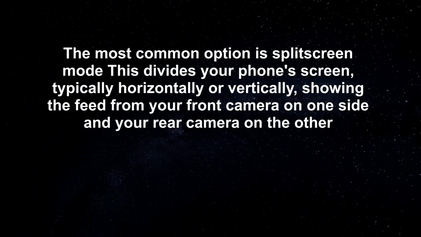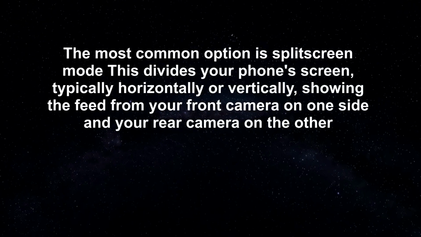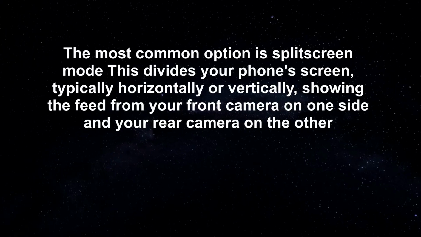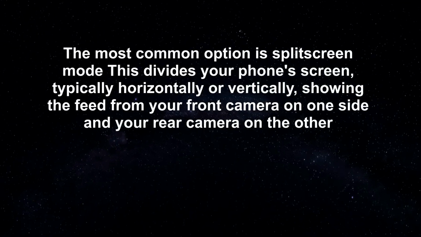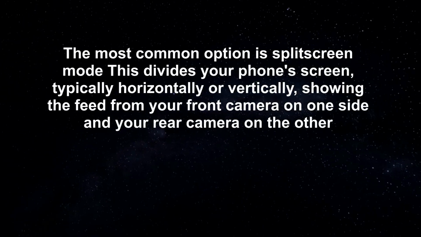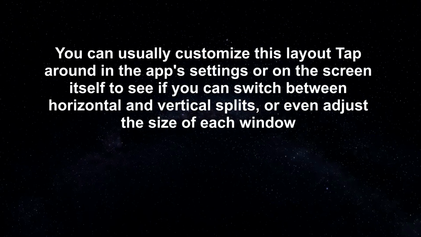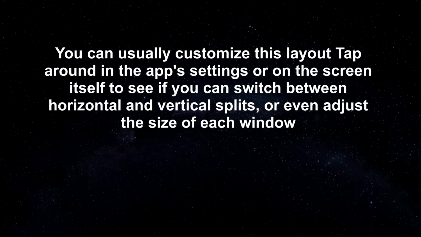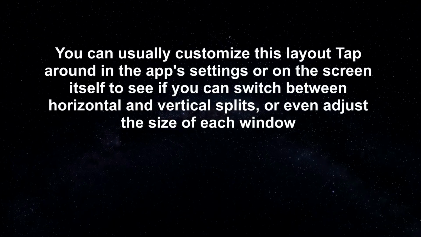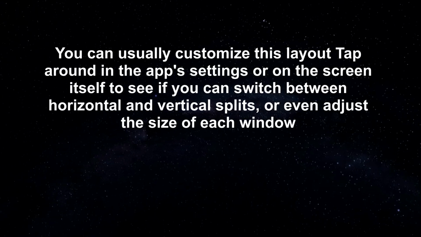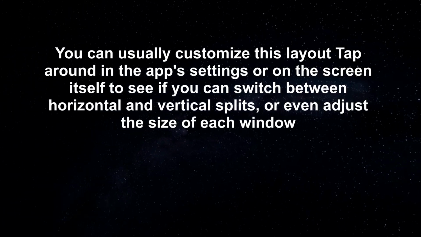The most common option is split screen mode. This divides your phone's screen, typically horizontally or vertically, showing the feed from your front camera on one side and your rear camera on the other. You can usually customize this layout. Tap around in the app settings or on the screen itself to see if you can switch between horizontal and vertical splits, or even adjust the size of each window.